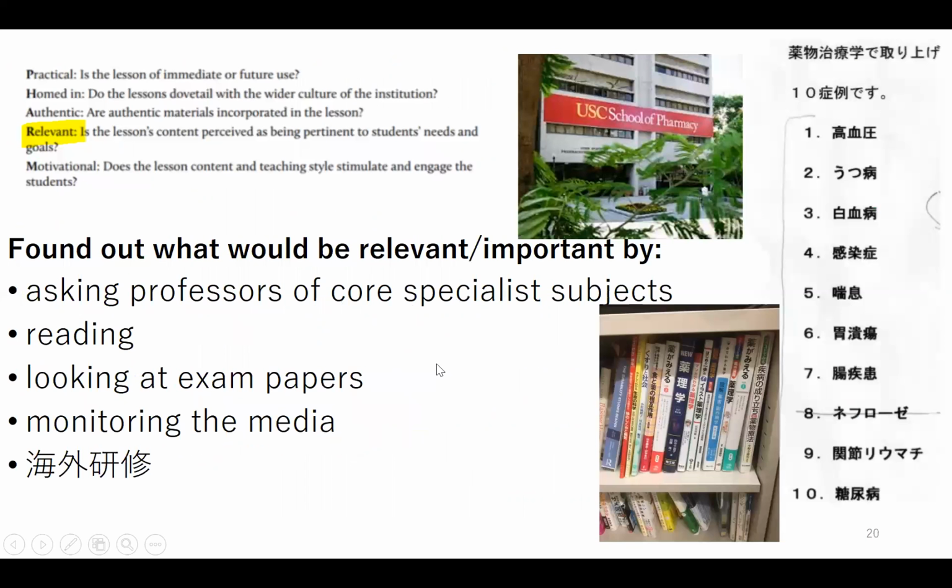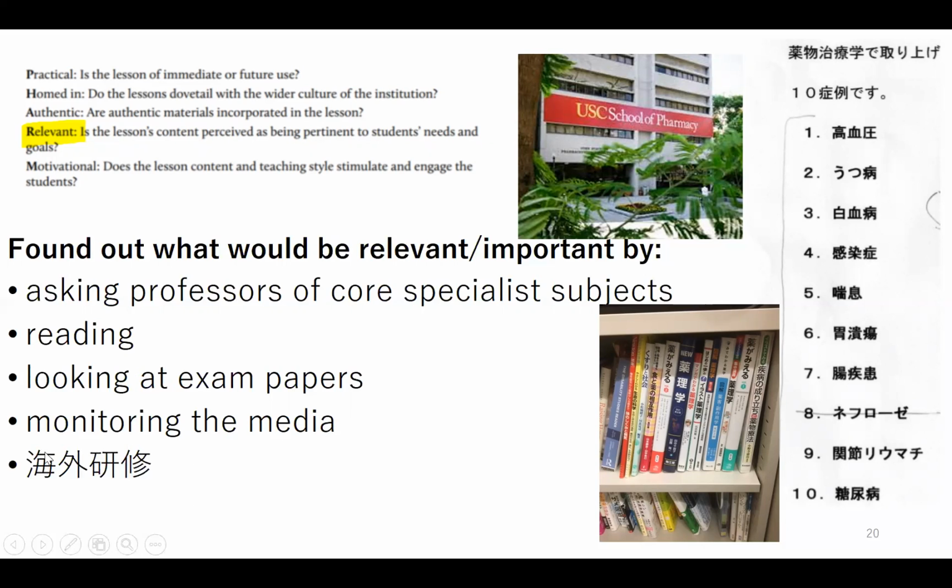So how did I find out about what is relevant, what is important? When I entered, I didn't know much about pharmacy. So I asked professors of course specialist subjects. When I had lunch or something, and reading, I read lots of books. I really have read lots of books in Japanese and English about pharmacy. And looking at exam papers, when I was proctoring, I looked at what they were doing in other courses. Monitoring the media, I'll come on to that next. And also Kaigai Kenshu.